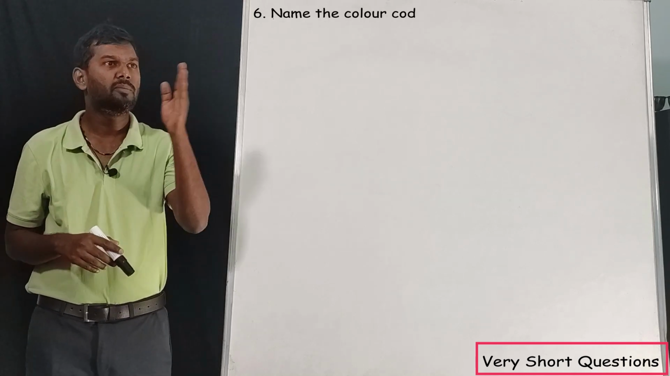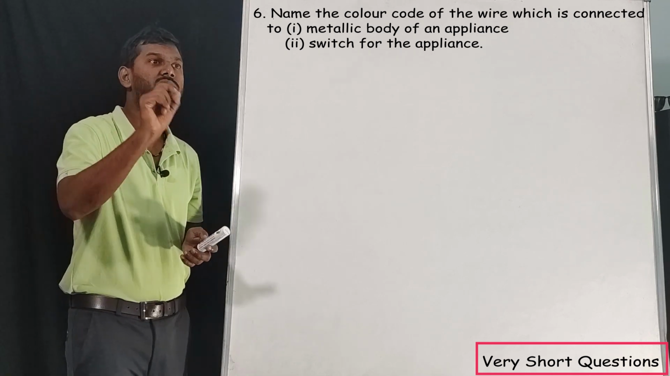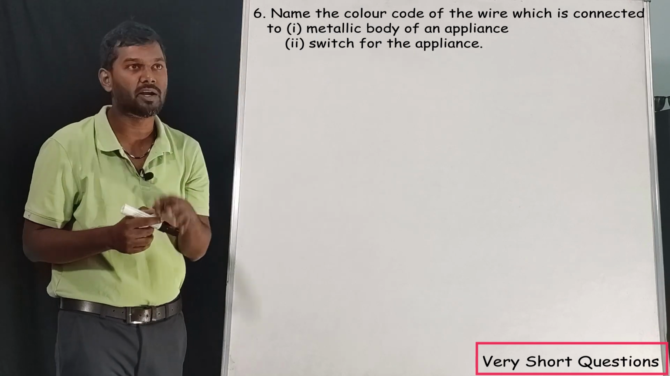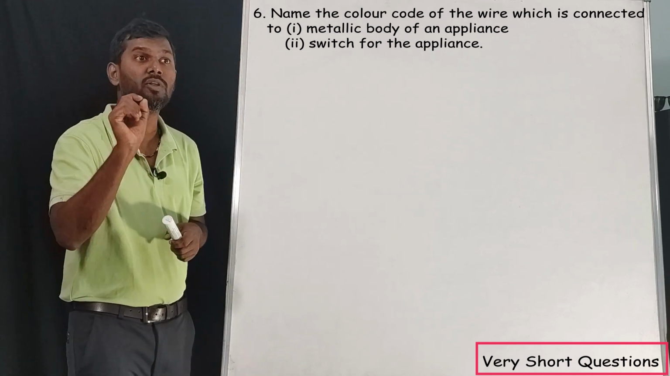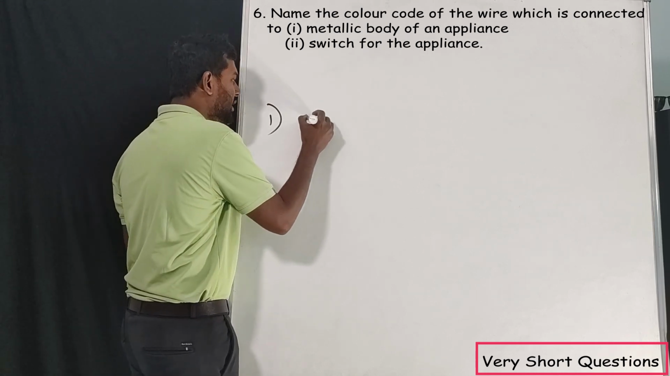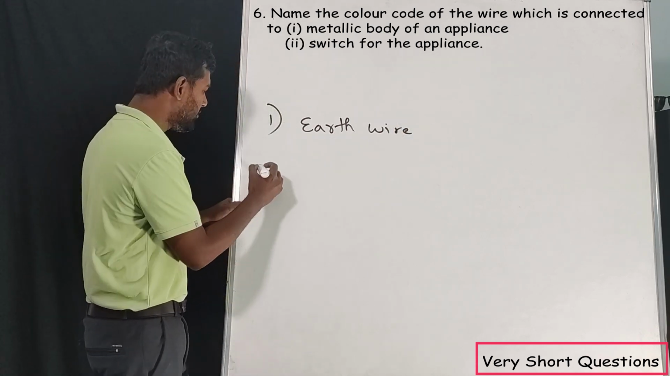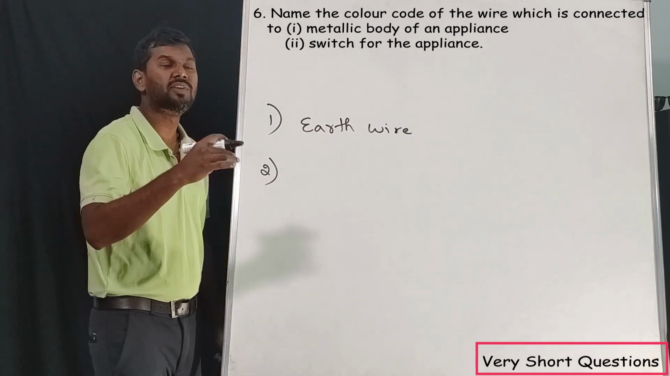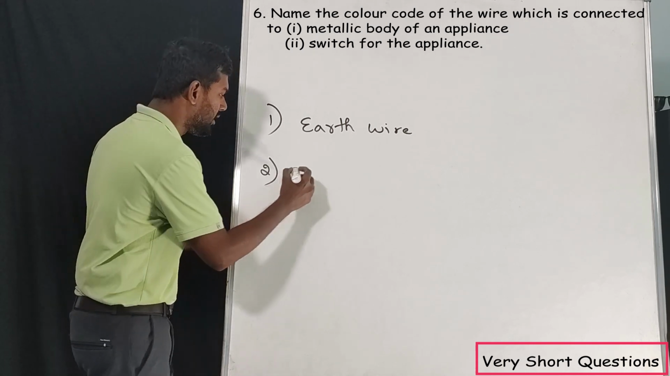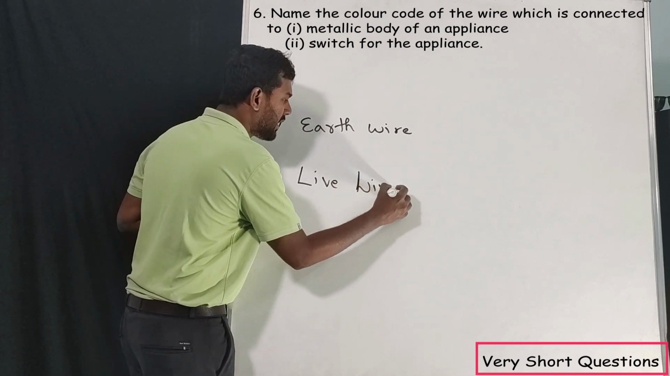Our next question, name the color code of the wire which is connected to the metallic case of the appliances, and the switch of the appliances. For these, first you need to understand what kind of wire it is. Which connection will be done to the metallic body of an appliance? For a metallic body of an appliance, it is earth wire. Correct? Earth wire. The second one, switch of the appliances. Switch is always connected to which wire? A live wire. So first we need to crack this one, then only we can write the color code.